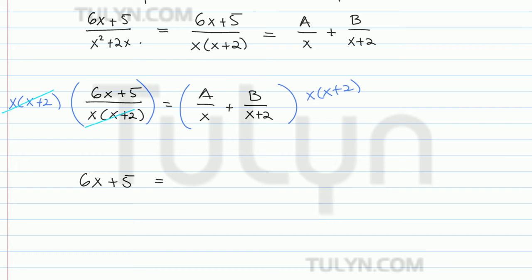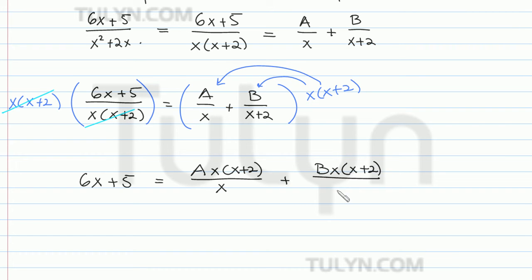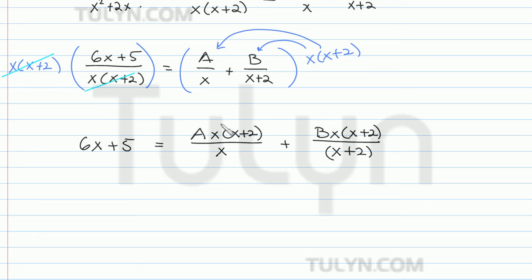Now on the right, we have to distribute this value to each term. Let's distribute first, and then we'll reduce in the next step. So this is going to be A times x(x + 2)/x, and then B times x(x + 2)/(x + 2). Now on the right, these x's cancel out and these x + 2's cancel out, right? So now our new equation is 6x + 5 = A(x + 2) + Bx.